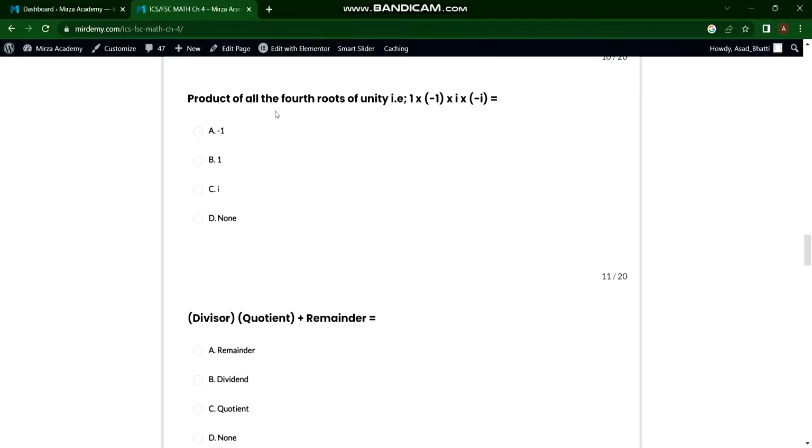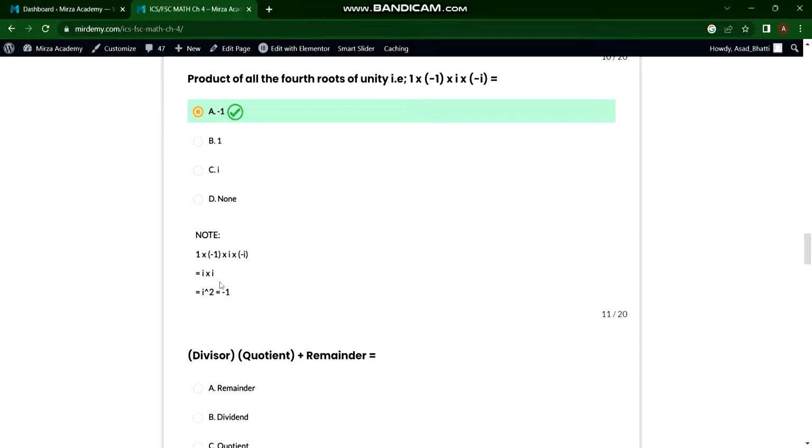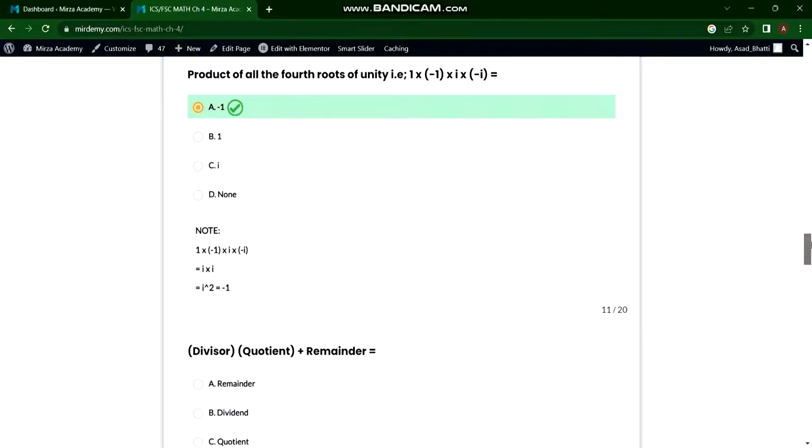Product of all the fourth roots of unity is 1 multiplied by minus 1 multiplied by iota multiplied by bracket minus iota. Very simple. Minus minus will be plus, iota multiplied by iota will be iota square, and iota square is equal to minus 1. So option A is correct. Very simple: iota multiplied by iota is iota square, which is equal to minus 1. So option A is correct. Now I'm going to move to the next MCQs.